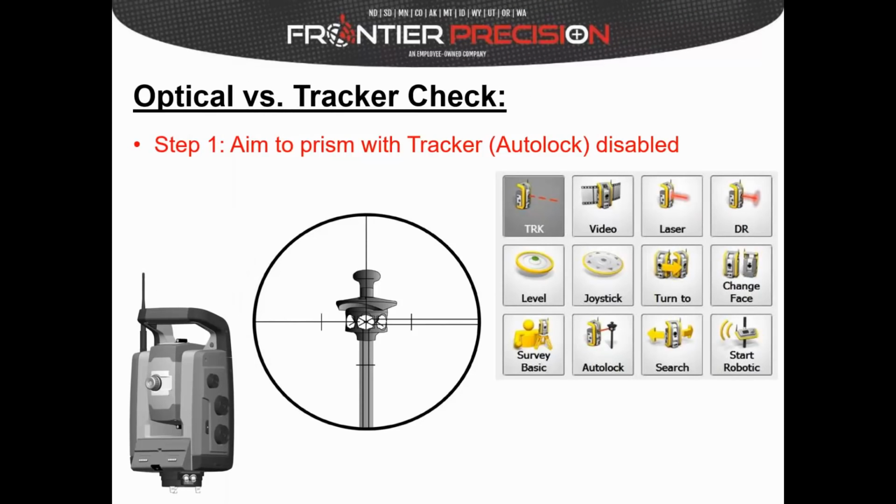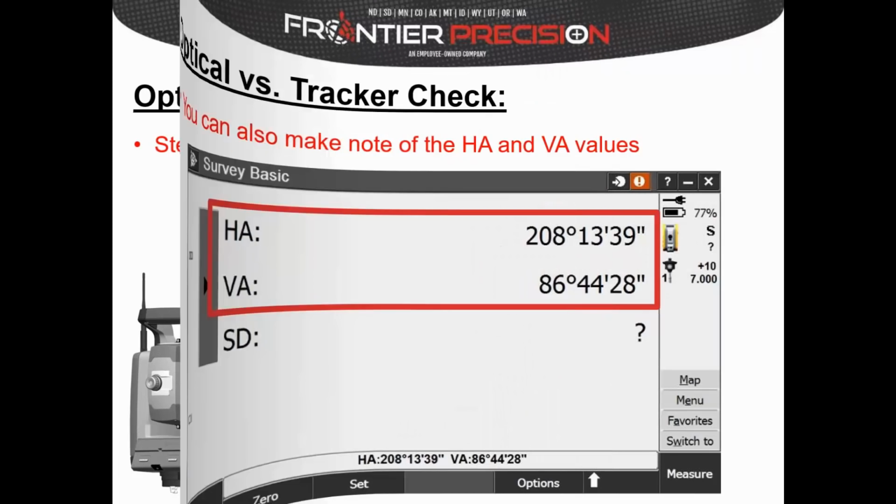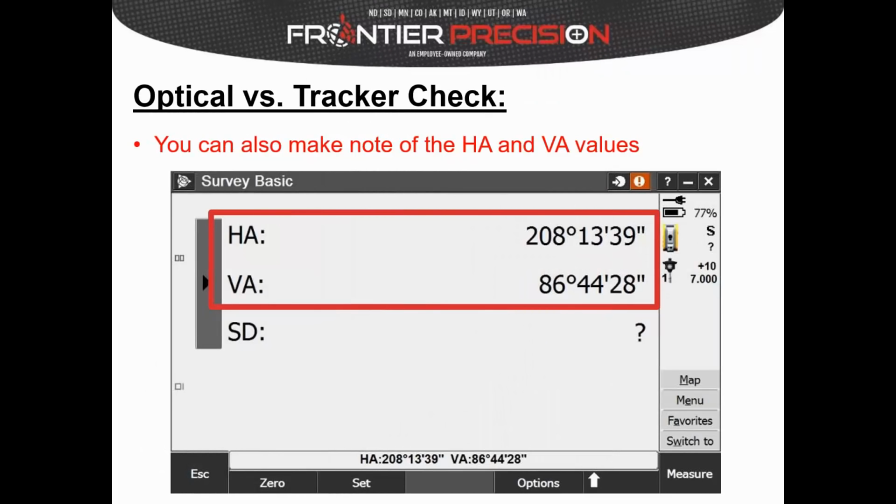So how do we check this? The first one is with auto lock disabled or off. We're going to manually aim the prism to the center of the glass. We're also going to want to go into our instrument functions, go into survey basic, and make note of what our horizontal angle and vertical angle values are. Take a picture with your phone or write these down, because we want to know what these are when we're manually centered on that target.